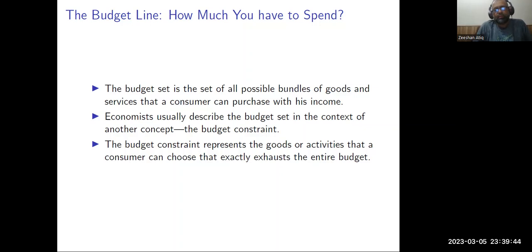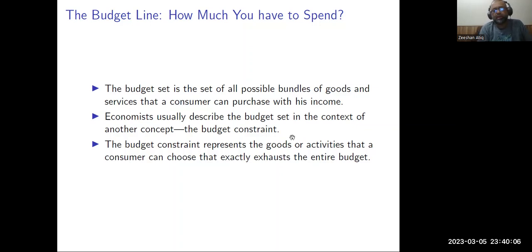If you look at the formal definition of the budget line, the budget set is the set of all possible bundles of goods and services that a consumer can purchase with his income. Economists usually describe the budget set in the context of another concept, the budget constraint. The budget constraint represents the goods or activities that a consumer can choose that exactly exhaust their budget.